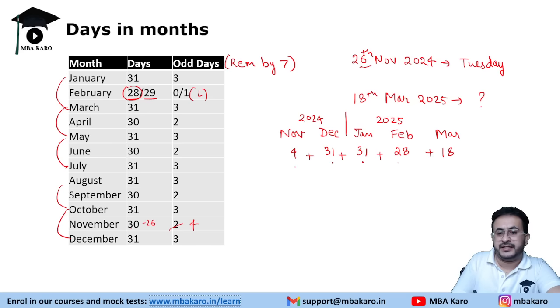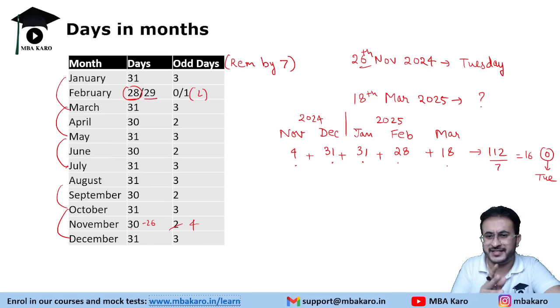62, 90, 90 plus 22, it is 112. 112, when you divide by 7, it is 16 into 7, right? And 0 is the remainder. So that means same day only. Okay, so it will be Tuesday only. You can check your calendars and see if 18th of March is a Tuesday.